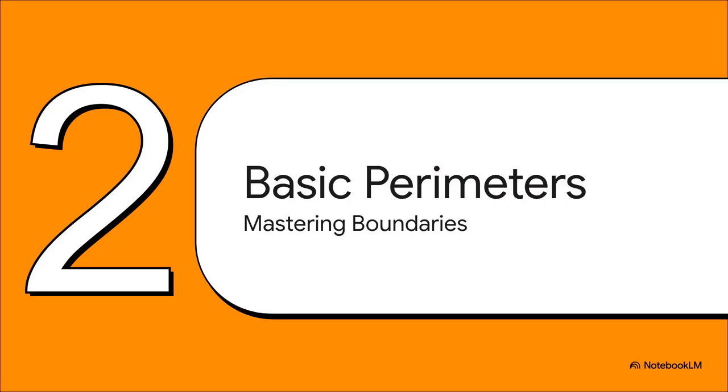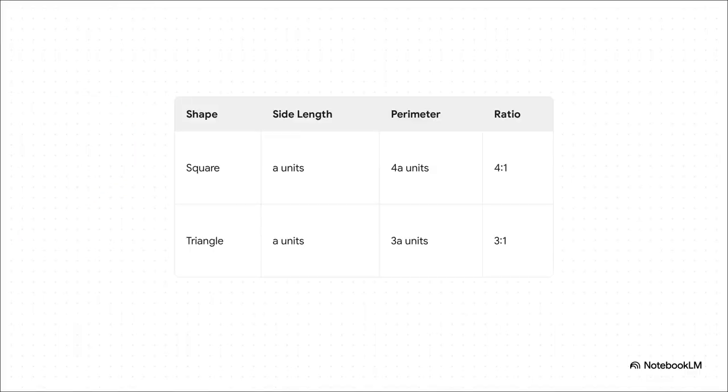Section 2. Mastering basic perimeters. Before we can solve that track stagger, we absolutely have to master how we measure the boundary of, well, any shape. Look at these numbers. They brilliantly illustrate that for regular shapes, perimeter isn't just some random addition problem. It's a highly predictable ratio.